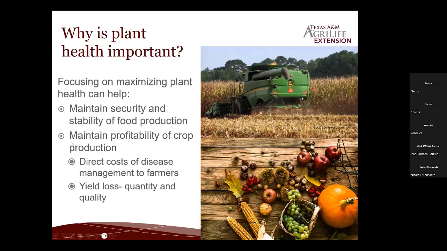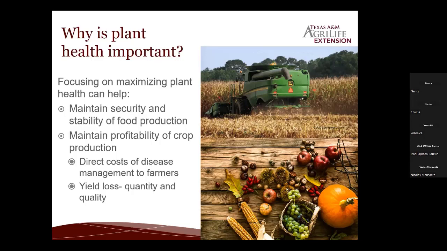Also, we really focus on maintaining our farmers, and that includes direct cost of disease management, like fungicides, fuel to apply those, hourly workers to apply those, and wear and tear and maintenance on their equipment. Also, we look at yield loss and reducing the impacts of that in both quantity, the amount, and the quality. So let's say we have a field of corn. Sometimes we might lose 20% or 10% to disease. Well, that's a really easy thing to measure.